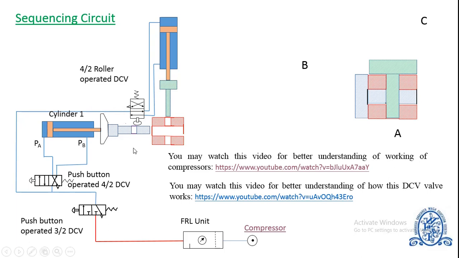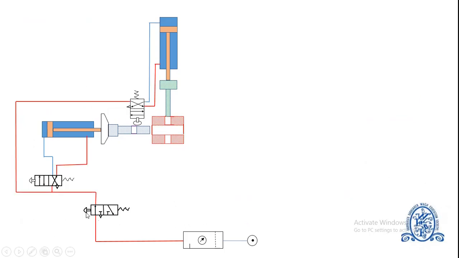In all circuits which we will be discussing in this lecture, the line with red color is used to represent the pressure line which carries the pressurized air. Now, when the operator starts the machine by pressing the push button of 3x2 direction control valve, the pressurized air is available at 4x2 direction control valve as well as at the roller operated direction control valve. Now, when this 4x2 direction control valve is operated, the pressurized air enters full bore side of cylinder 1, causing its extension.